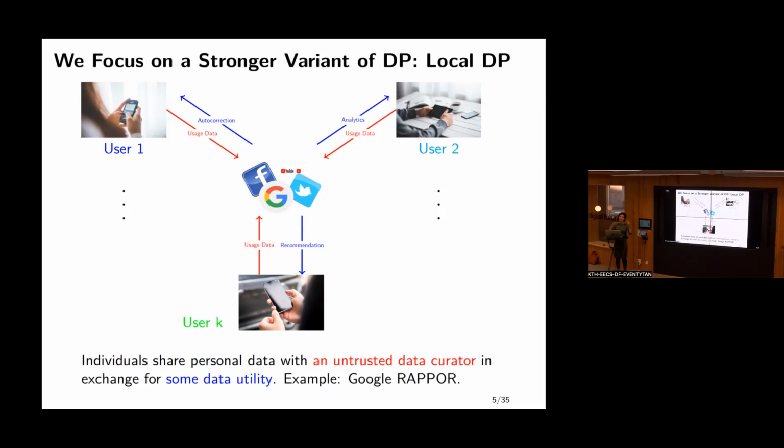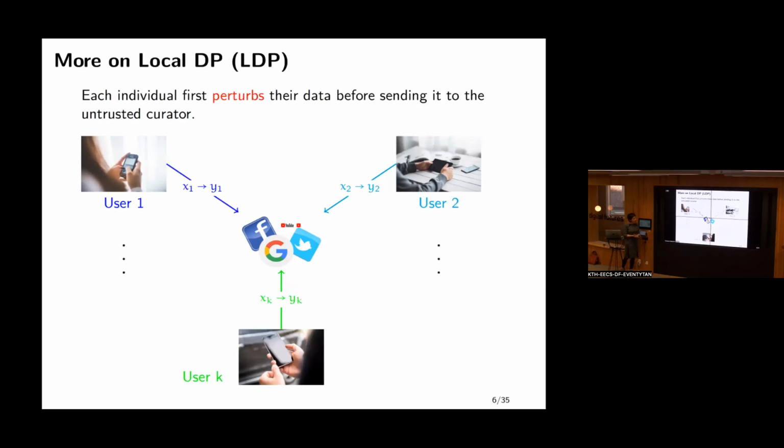So what do we do? If the idea of differential privacy is to perturb the data before you share it with somebody else, it becomes natural to think that in a local differential privacy setting, if the true data of users is represented by X1, X2, up to XK, before they share the data with the central untrusted company, they perturb their data. So they change X1 to Y1, X2 to Y2, XK to YK, and then they share the perturbed version of this data with the untrusted company.